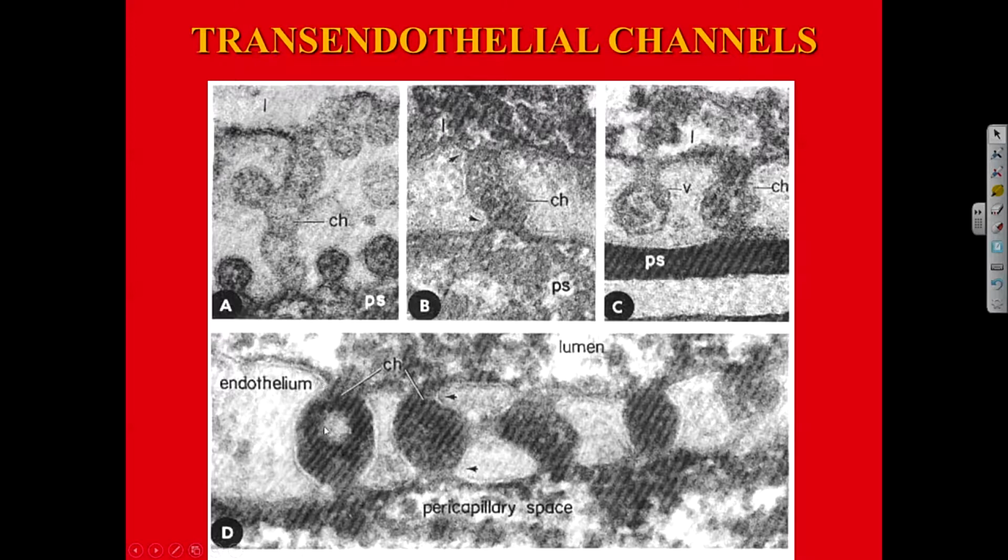Here you can see a very large vesicle, so big that it actually spans from one side of the endothelial cell to the other. So vesicles can get large and merge to form actual channels, which will allow for much more rapid transport of larger molecules across the endothelial cell cytoplasm.